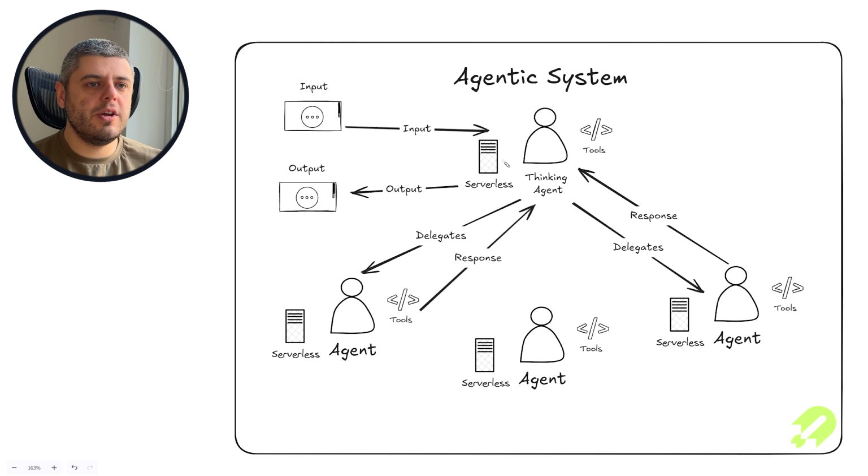So in the graph here, what you see is that the thinking agent first decides to delegate to agent number one. That agent number one, again with their specialties, will run their job and respond to the thinking agent. And most of the time, the thinking agent knows that once agent one responds, they need to call agent number two to finish the work and then output.